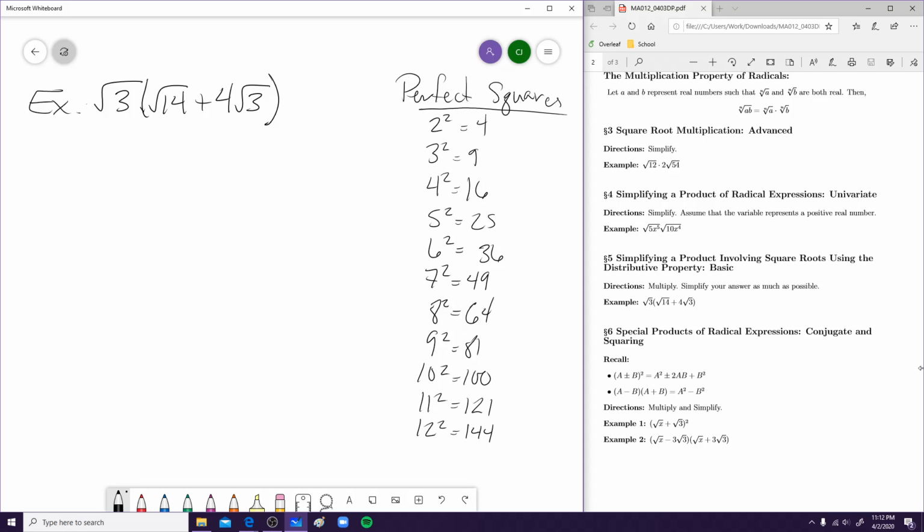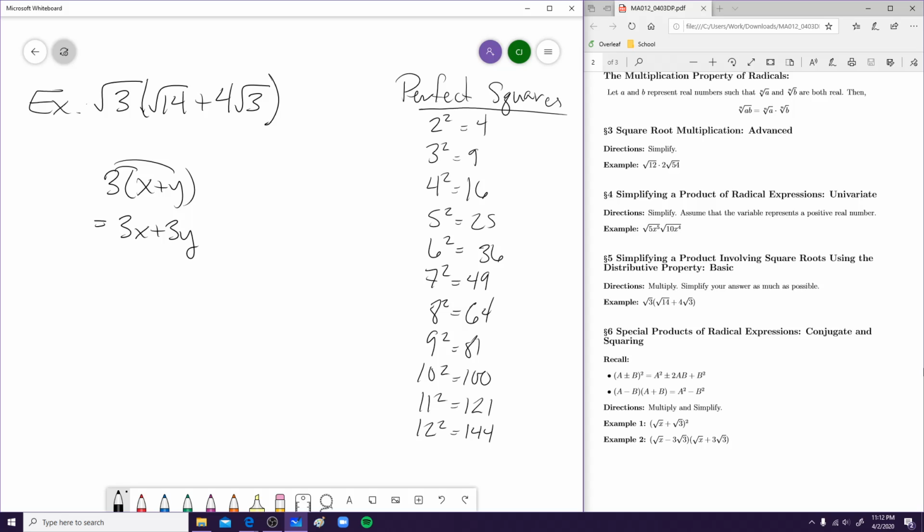For the example given in section 5, our directions say to multiply and to simplify our answer as much as possible. So what does it mean by multiplying? If I asked you what is 3 times x plus y, we would distribute, and this would be 3x plus 3y.